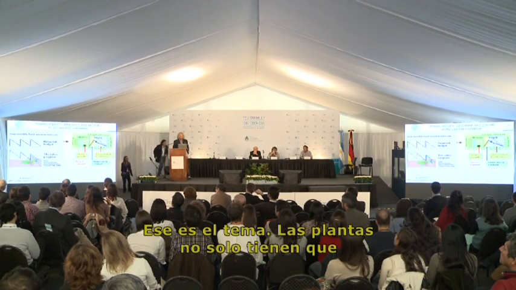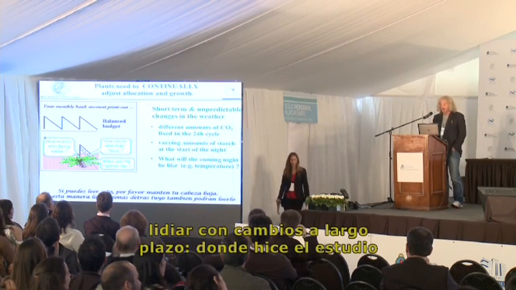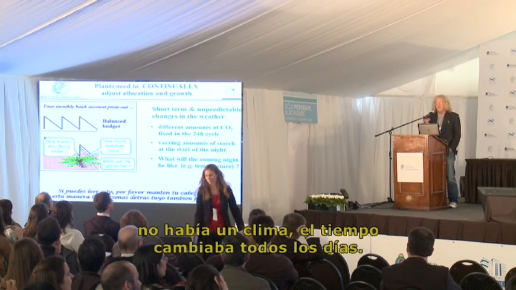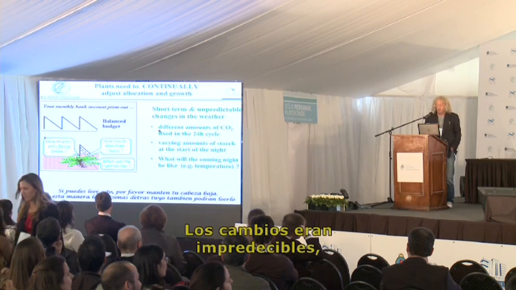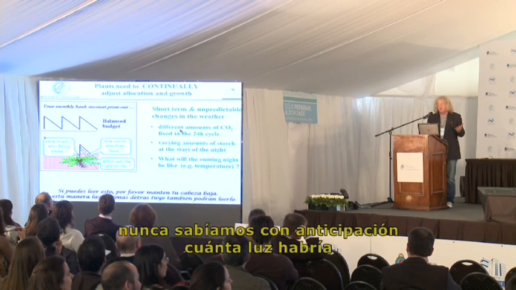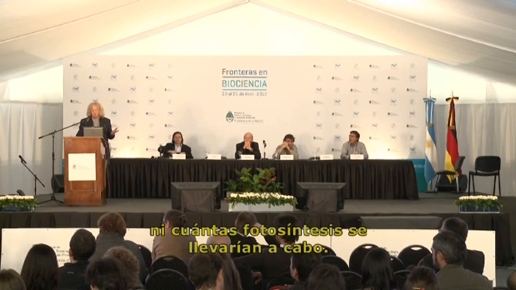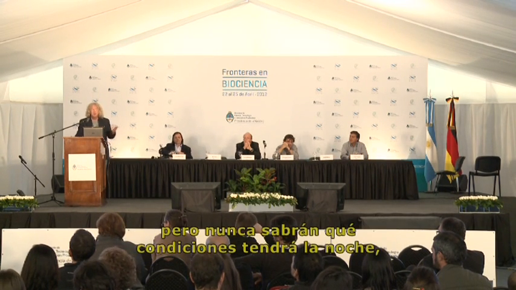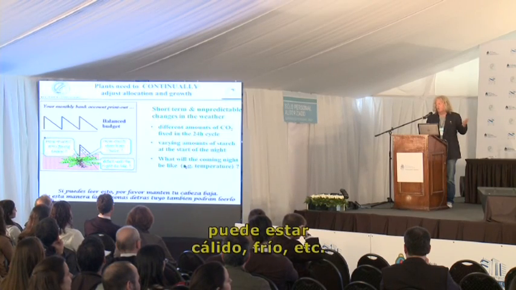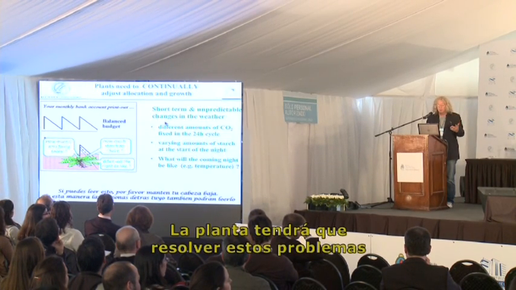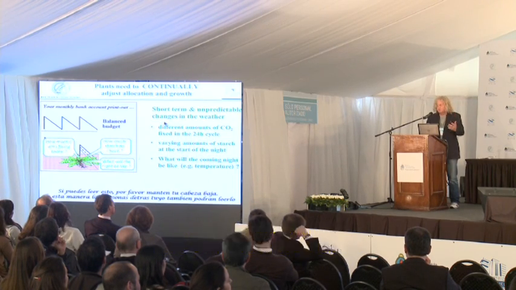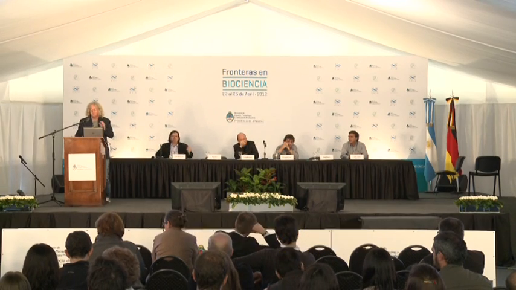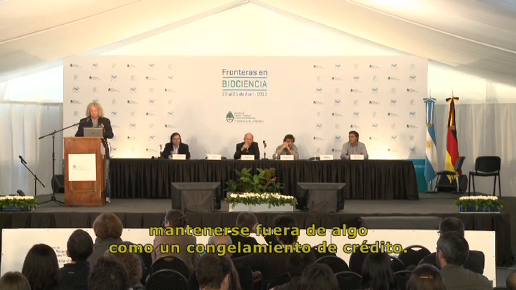So that's the issue. Now, plants not only have to deal with long-term changes. Actually, at least where I grew up, there wasn't climate, there was weather every day. So for a plant, there are short-term, unpredictable changes. You never knew in advance how much light you were going to have, how much photosynthesis you could carry out. This meant you'd be starting the night with a different amount of starch, and you never knew what conditions were going to be like in the night. It might be warm, it might be cold. So the plant has to solve these problems continually, what I would call on the hoof. It has the long-term problem and the short-term problem of staying out of a credit freeze.